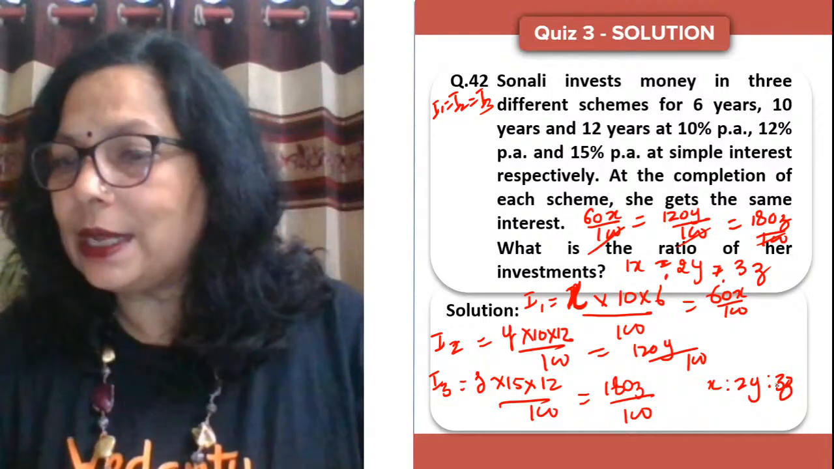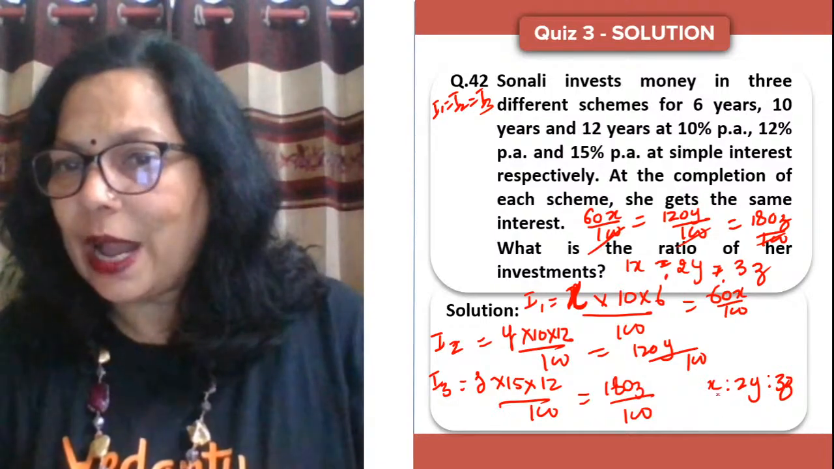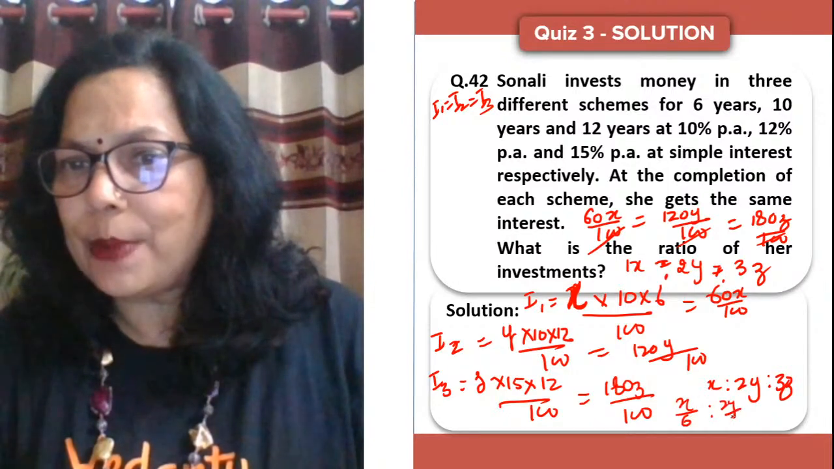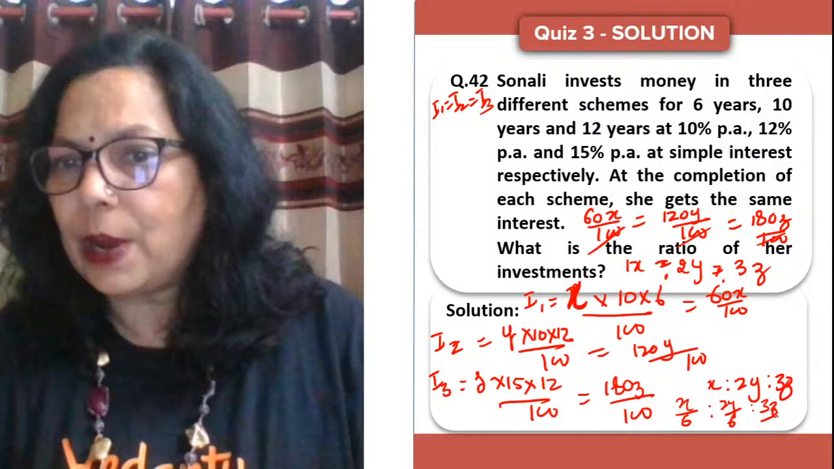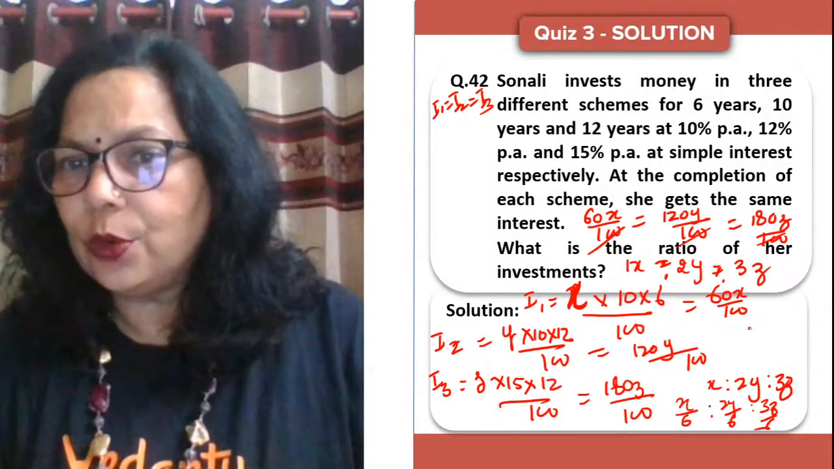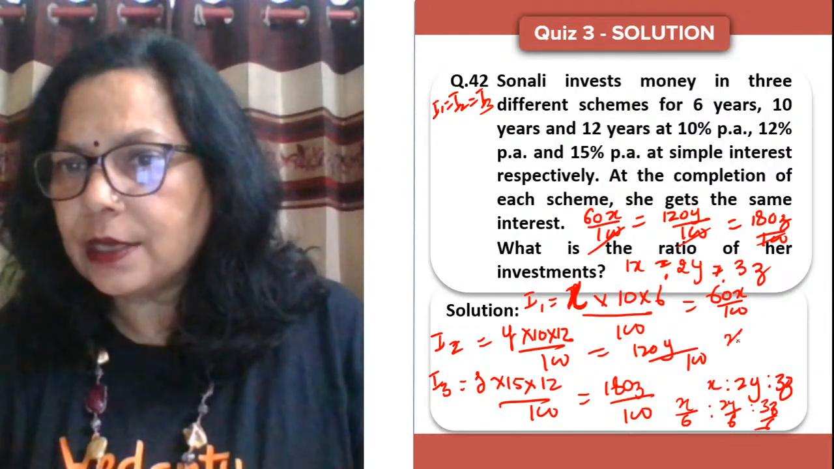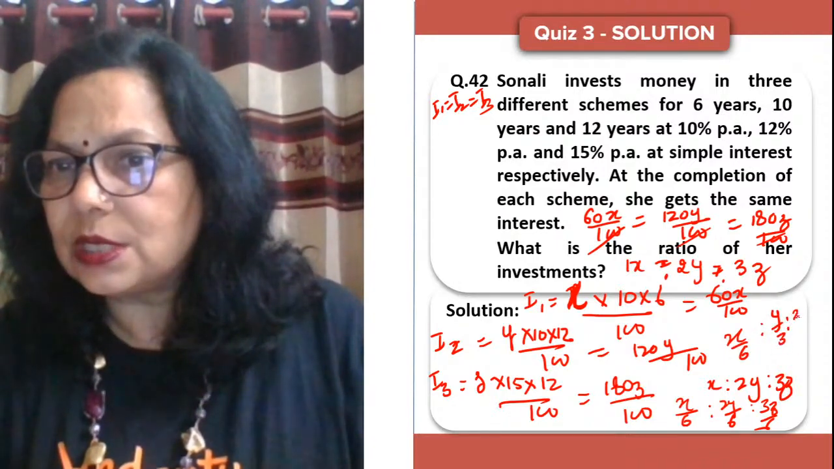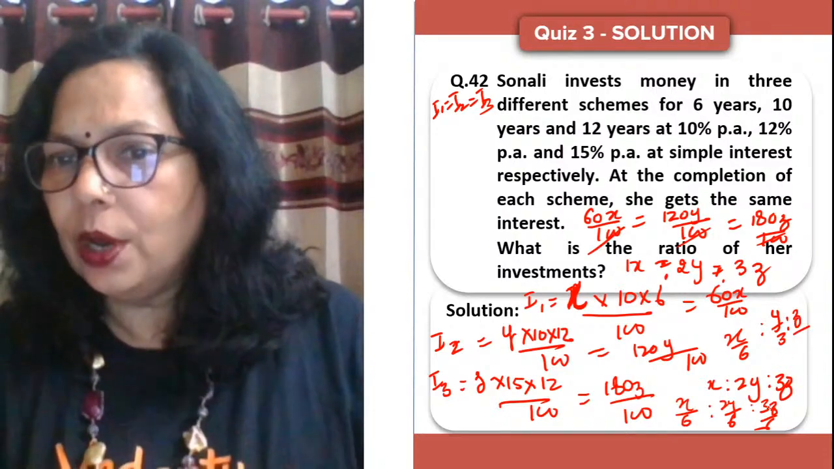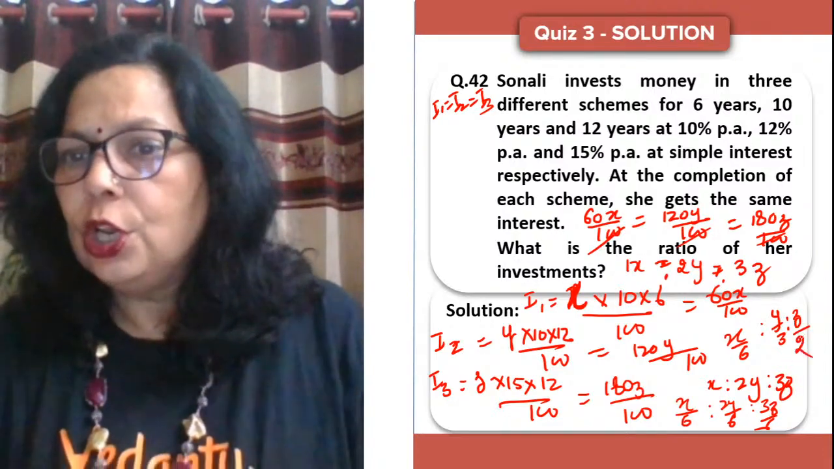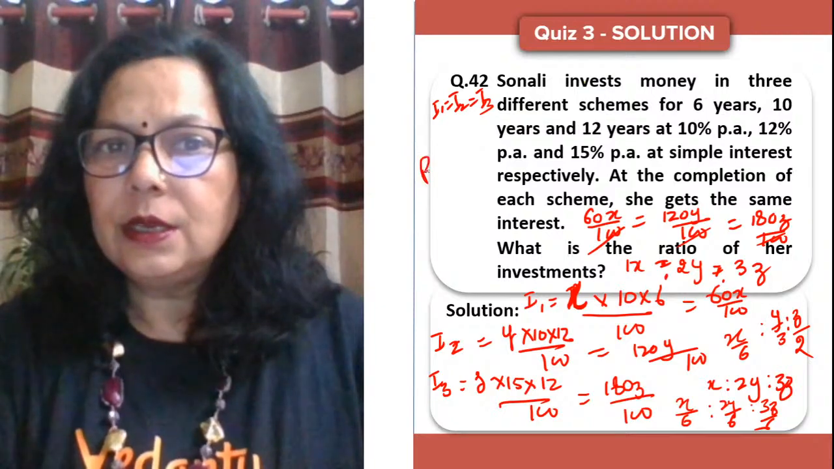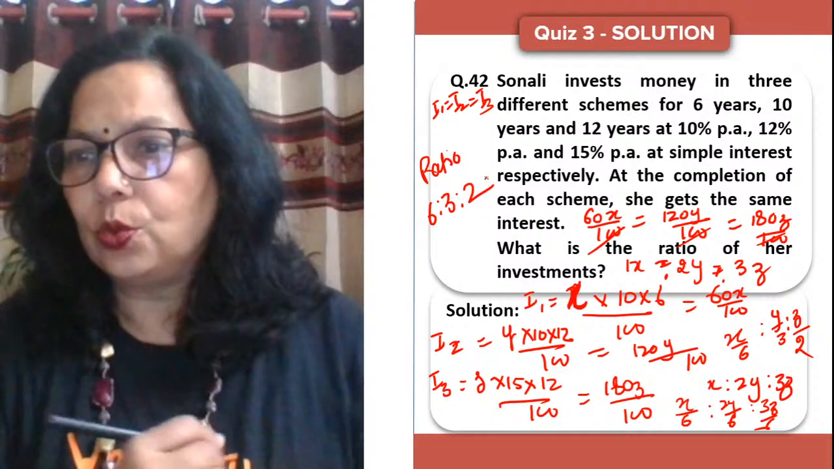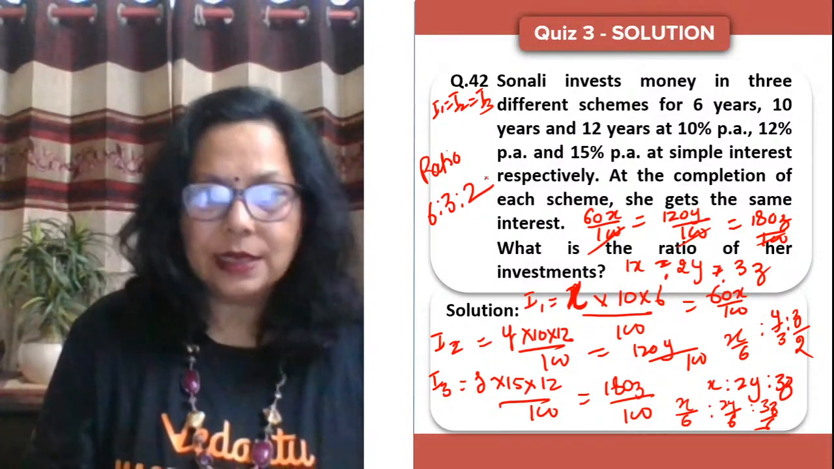Now what is the LCM of 2 and 3? 6. So divide by 6 all of them. X by 6 is to 2y by 6 is to 3z by 6. When you do it, what do you get? Yes, x upon 6 is to y upon 3 is to z upon 2. So ratio you are getting is, ratio is 6 is to 3 is to 2. Have you understood, children?